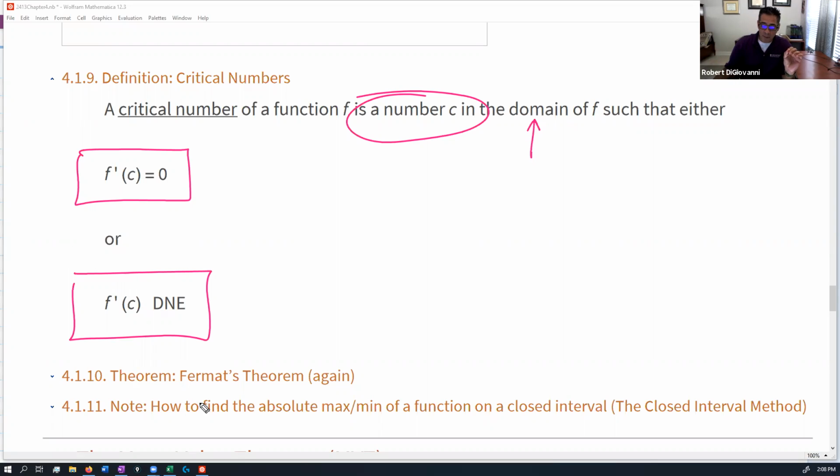But those numbers have to be in the domain of the original function in order for us to be able to say that. We call them critical numbers because they are critical in us being able to find local maximums and minimums. They're fundamental, okay? They're critical in our analysis of functions. So anywhere a function's derivative is 0, anywhere a function's derivative doesn't exist is a critical number.